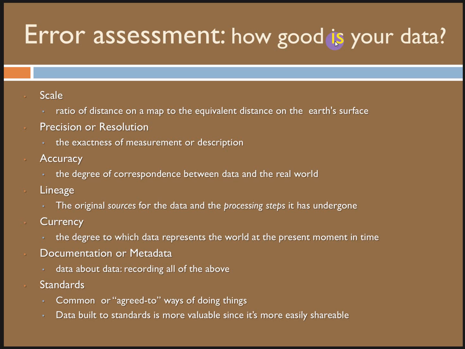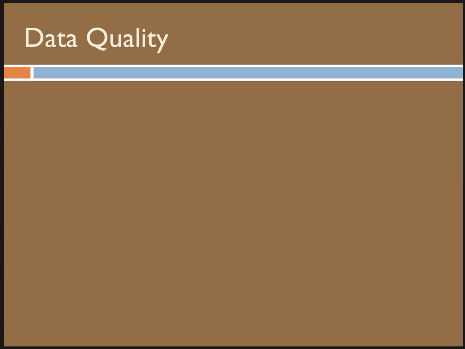What scale is this data meant to be used at, right? What's the precision that measurements were taken with, and how can you propagate that forward? How well does the data correspond to the real world? What's the lineage of the data? Where did it come from? What's been done to it since it was created? How current is it? What kind of documentation is available? And then have any basic standards been applied? All right. So that's pretty much it.